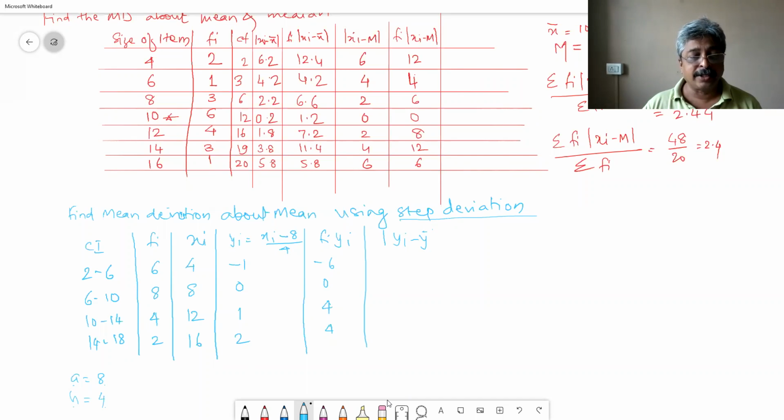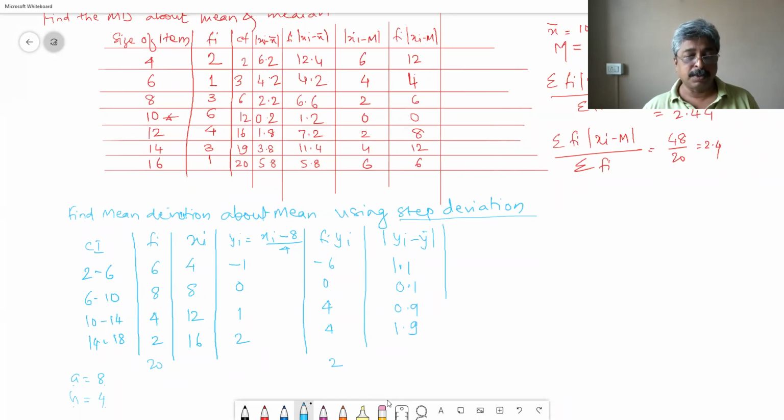So you need to calculate y bar. y bar is sigma fi yi, which is 2, divided by sigma fi. How many observations are there? 20. Right? So y bar is 2 upon 20, which is 0.1. So |yi minus 0.1| is 1.1, similarly the second one will be 0.1, the third one 0.9, the fourth one 1.9.